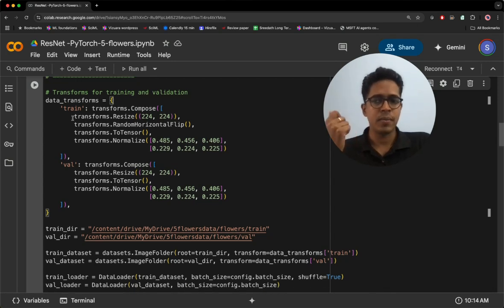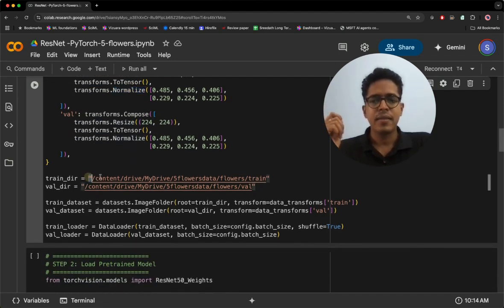So we perform some resizing, which does nothing in this case because our data is already 224 by 224. But we perform random flipping and we also perform normalization. Our data set, which are the images, is present in my Google Drive. So you can take a copy of that and you can define your own path. This path leads to my Google Drive. In that, there is a folder called 5 flowers data. In that, there is a folder called flowers. And in that, I have training and validation folders separately. So you also have to do the same thing if you want to run similar code.